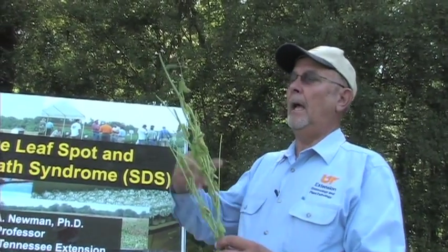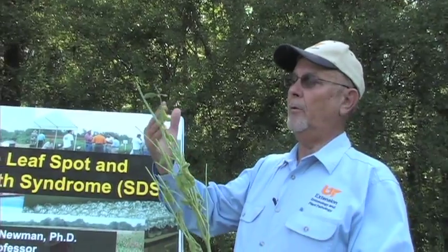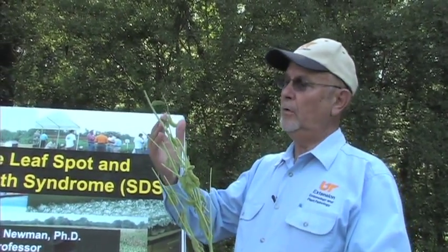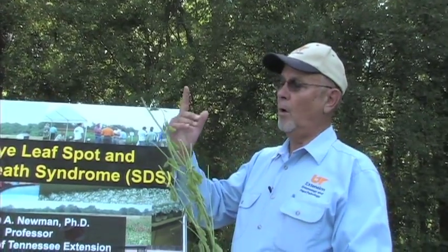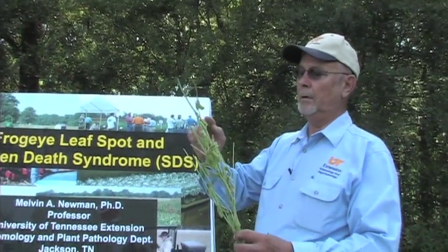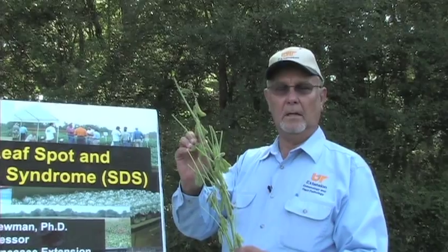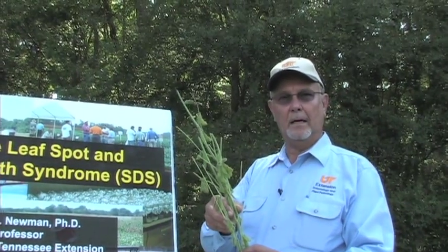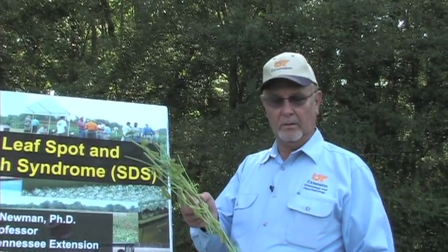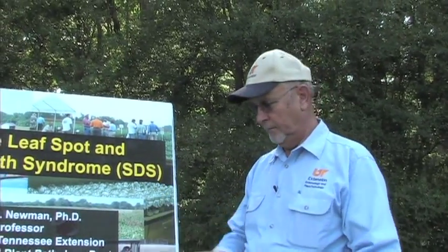Now, how do you know when it's R3? When it has this many nodes, 10, 11, 12 nodes, then count down 4 nodes from the top. 1, 2, 3, 4. If there's a very small pod, about 3/16 of an inch long, then that's the R3 stage. That is the time to spray. And we'll look at some data in just a minute. But that is the ideal time to put the fungicide on.